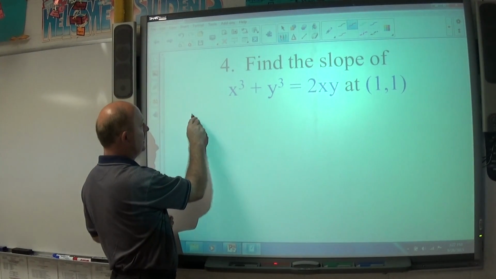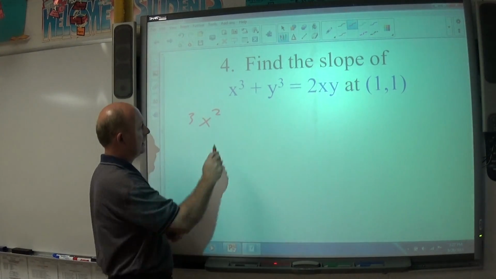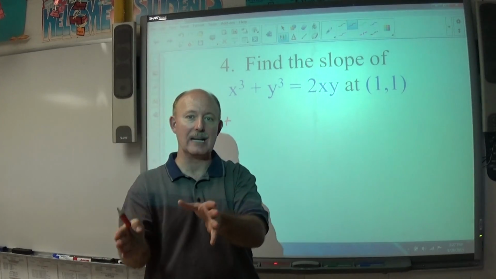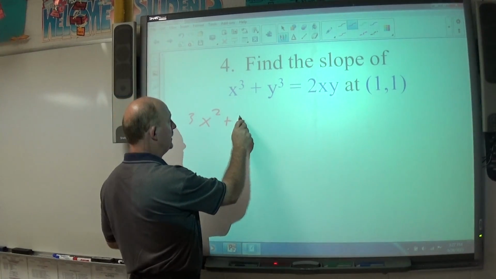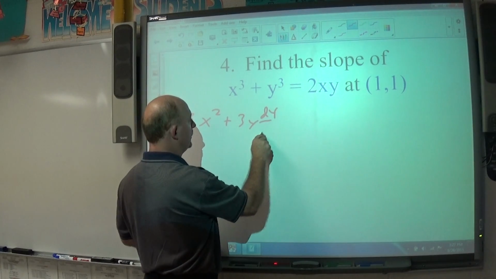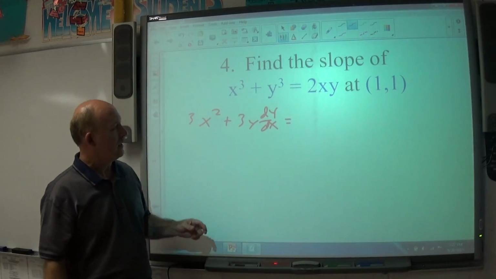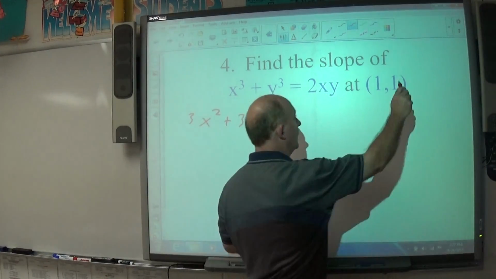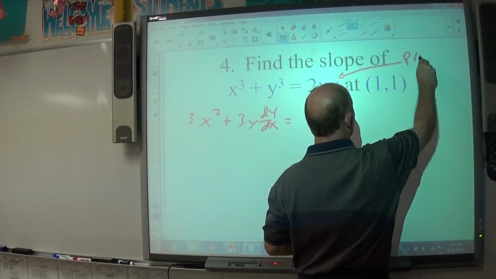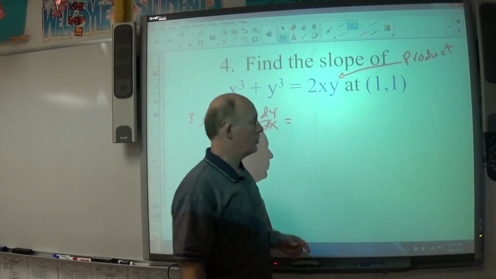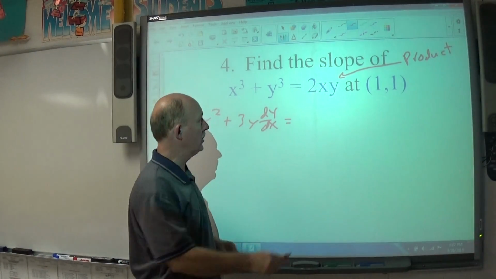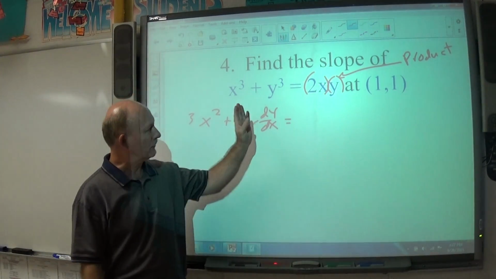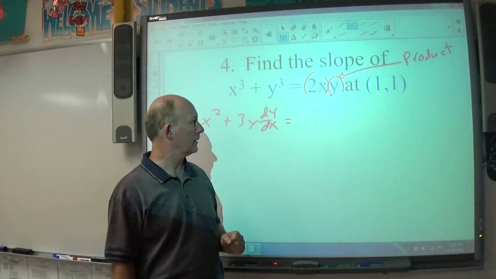The derivative of x cubed is 3x squared, plus. You take the derivative of y cubed the same way, but remember you have to leave dy/dx as a factor. So this will be 3y times dy over dx, and that will be equal to. Now on the right-hand side you have 2x times y. This is a product, so I'm going to group the 2x as the first and y as the second.